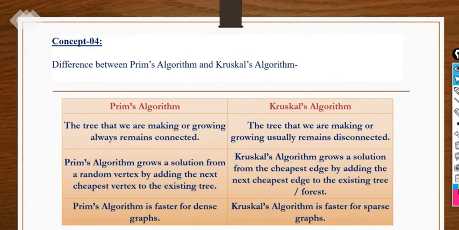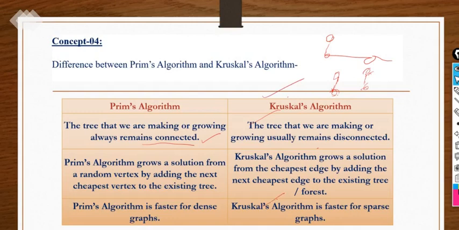In Prim's, the growing tree always remains connected: you start from one point and move through the graph in connected form. But in Kruskal's, you can start anywhere and take any edge from the graph independently. There is no need to move from one step to another in connected form, but at last the resultant subgraph must be connected. That is the main theme of Kruskal's algorithm.